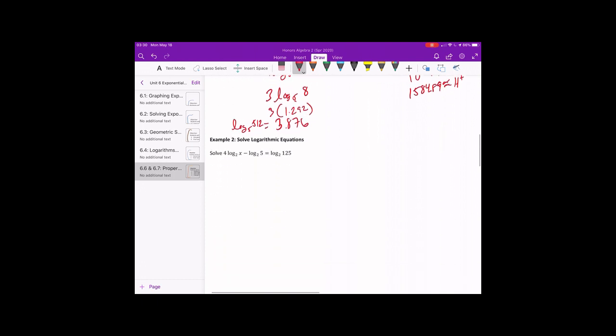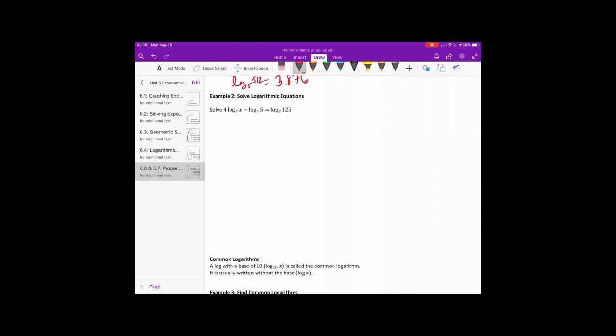Example 2, solving logarithmic equations. And so in this example, what we're going to see is using our properties to simplify this to the best of our abilities. Okay? And so what we're going to see here is we have 4 log base 2 of x minus log base 2 of 5 is equal to log base 2 of 125. And it is very important here that the bases are the same, because if they're not, we cannot combine them.